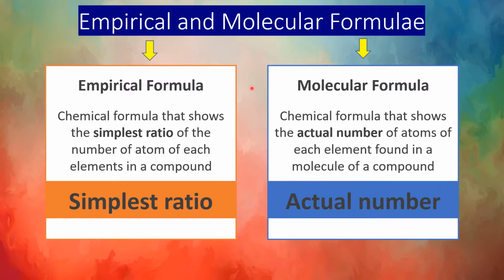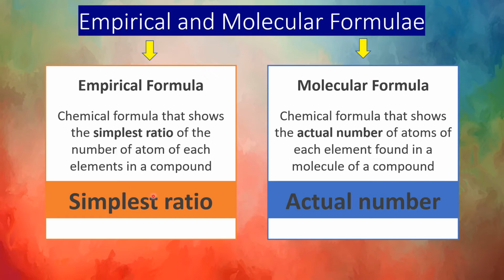There are 2 types of formulas in chemical formula. The first one is empirical formula. The second one is molecular formula. Look at the first one. Empirical formula is a chemical formula that shows the simplest ratio of the number of atoms of each element in a compound. So it shows the simplest ratio. This is the keyword for empirical.